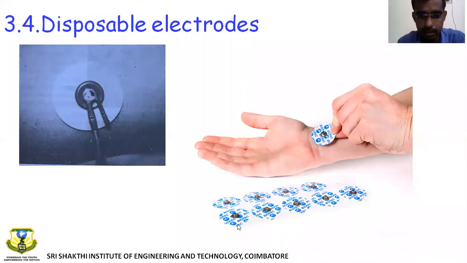You can see it here. The only thing is there will be a plastic paper. When you remove it, you can paste this anywhere you want, as simple as that. So this is disposable. This is also a floating type electrode, but it is not reusable. The previous one is reusable, this one is not. Simply, there will be a silver chloride metal that will pick up the signal.